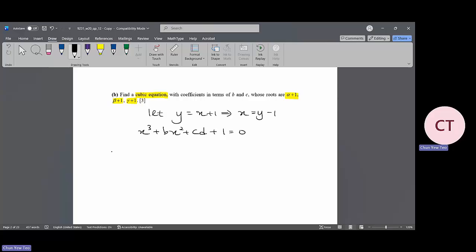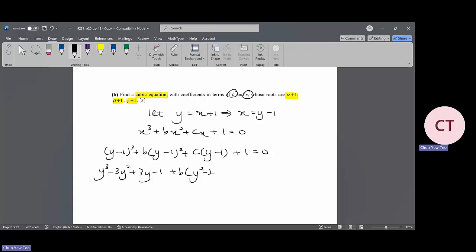Now we want to expand them. We only want the answer in terms of coefficients b and c. We do not want to see d anymore. So change the x to y minus 1 cubed, then y minus 1 squared, sorry, this is a y, then this is an x, sorry. So this will be a times y minus 1, plus 1. Expand them using the binomial expansion, then you will get this.